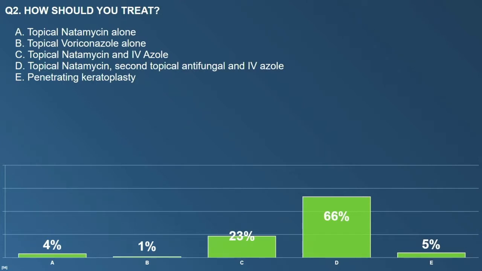Great. So a lot of people, topical natamycin, a second topical, and IV azoles. And that is exactly what we did. So I think for these complex cases, it's nice to have double or triple coverage.